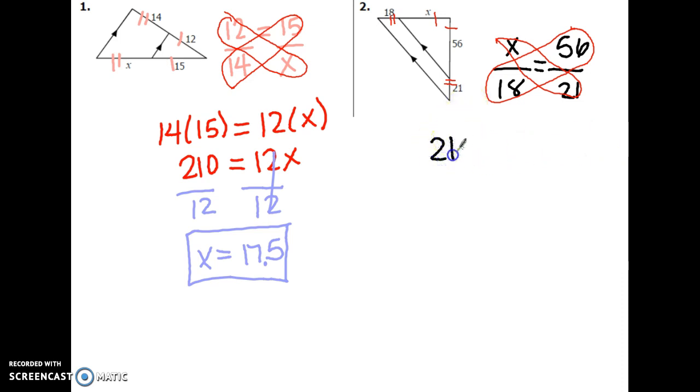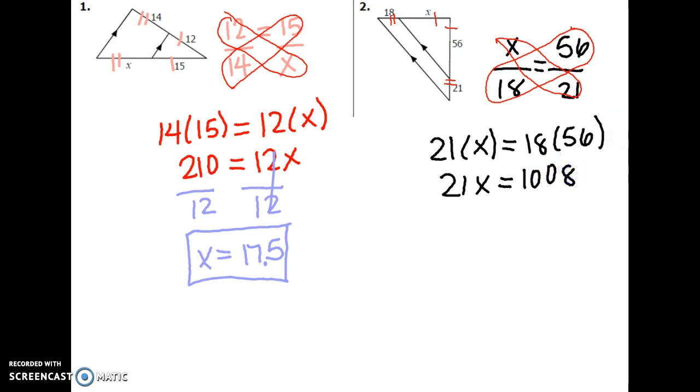We're going to have 21 over x, and then we are going to do 18 times 56. 21 times x will give us 21x, and then 18 times 56, that's going to give us 1008. Next step, divide by 21. Cross that out, divide by 21. And we will have an answer of x equals 48.